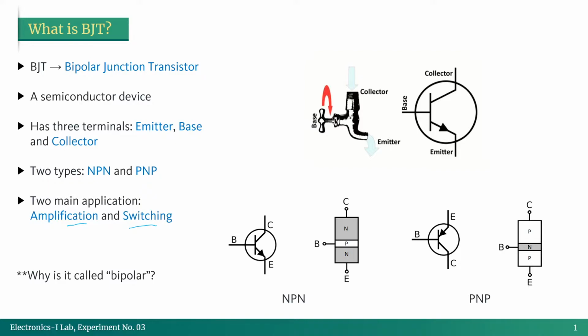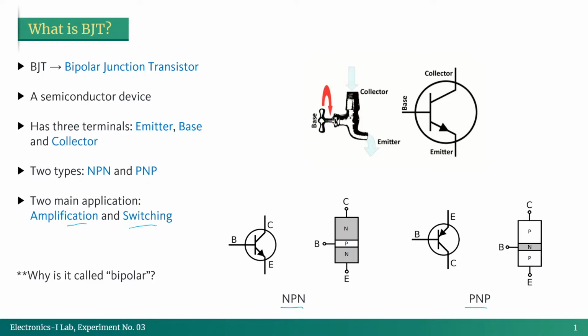Now, I think you already know that this kind of transistor, the BJT, has three terminals: emitter, base, and collector. And there are two particular types of BJT. Here we can see one of them is NPN and another one is PNP, right?